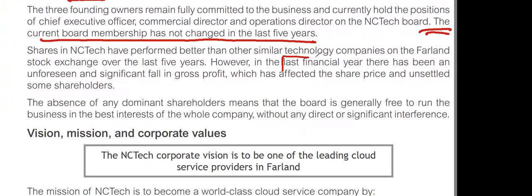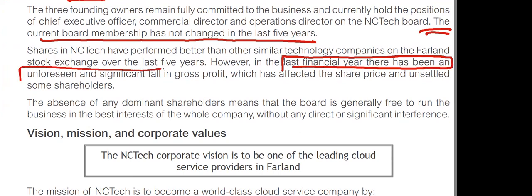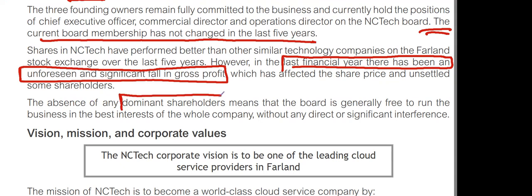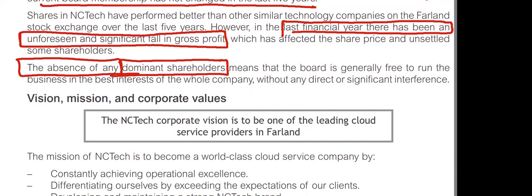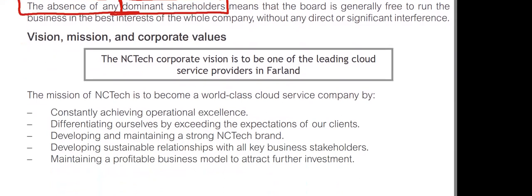Last year has been problematic for the company. So we need to figure out some problems. We already understand that there are no dominant shareholders. So there's limited influence from any one group.